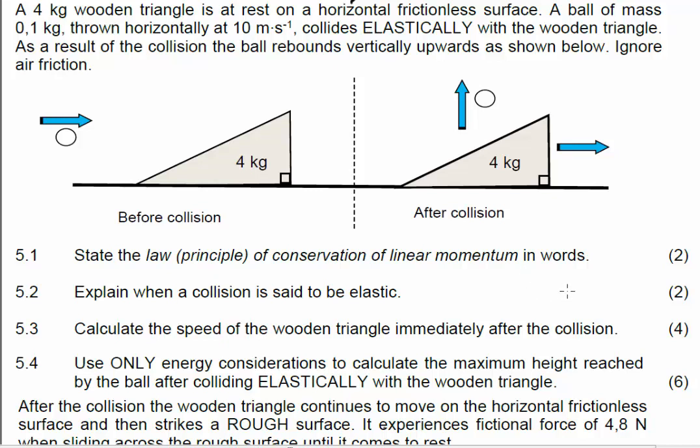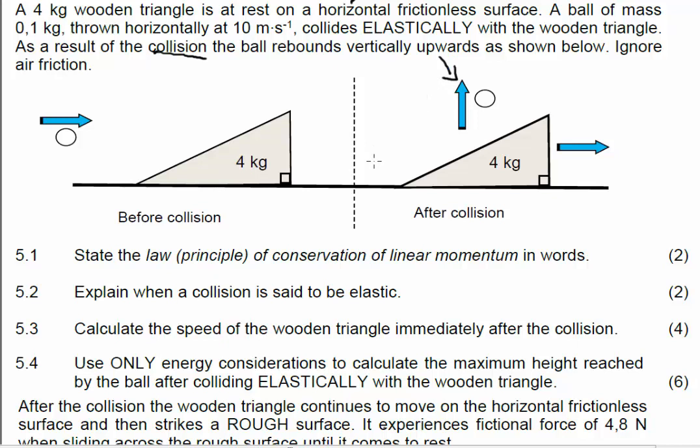Let's have a look at this exam question that combines momentum with energy principles and work. It says a 4 kilogram wooden triangle is at rest on a horizontal, frictionless surface. A ball of mass 0.1 kilograms thrown horizontally at 10 meters per second collides elastically with the wooden triangle. As a result of the collision, the ball rebounds vertically upwards as is shown below.